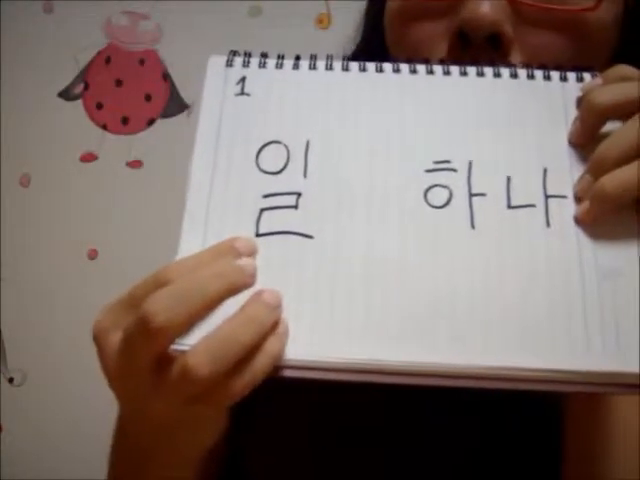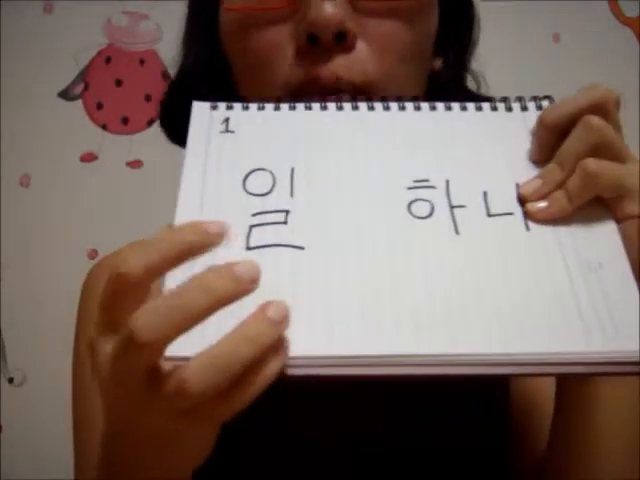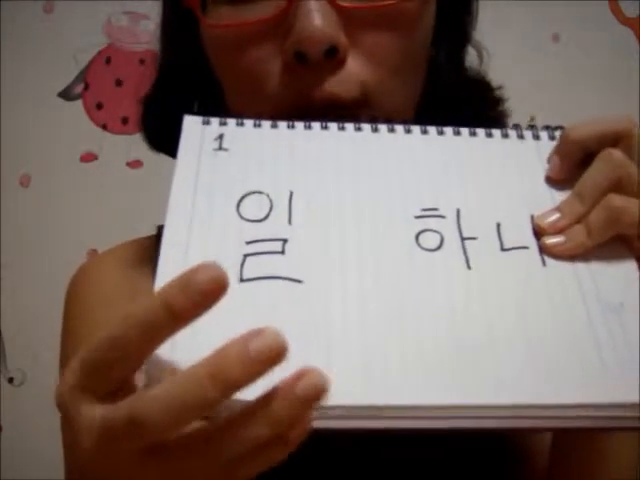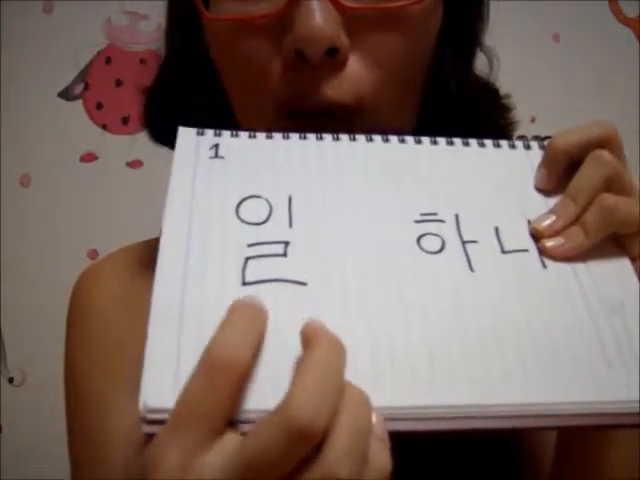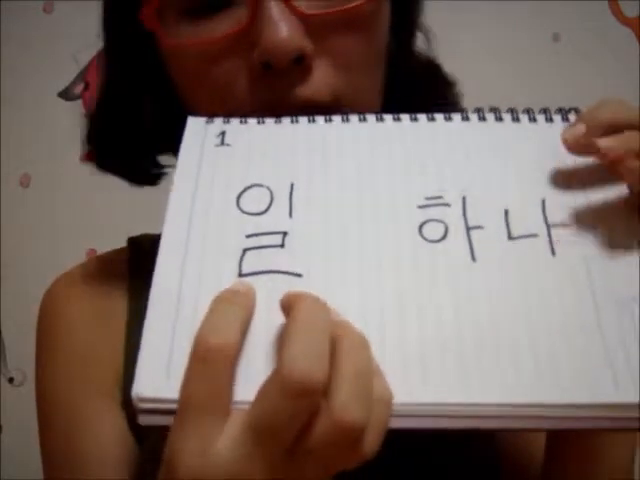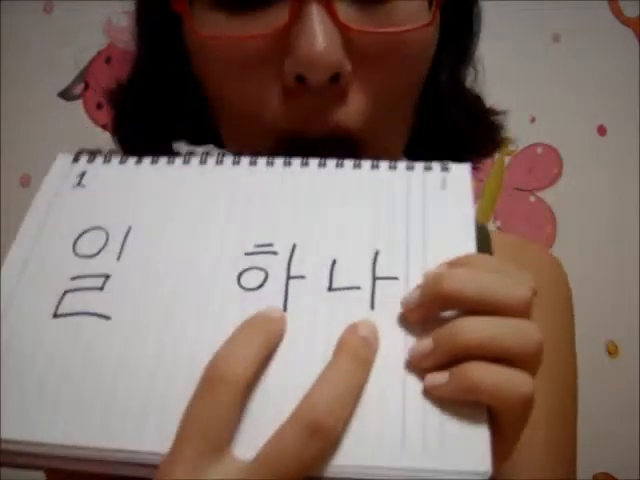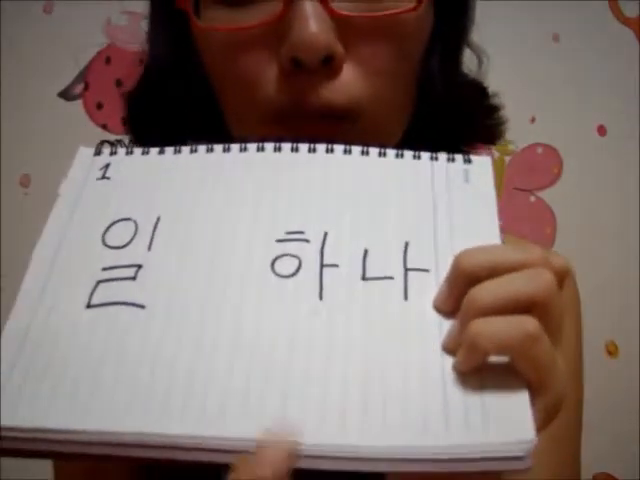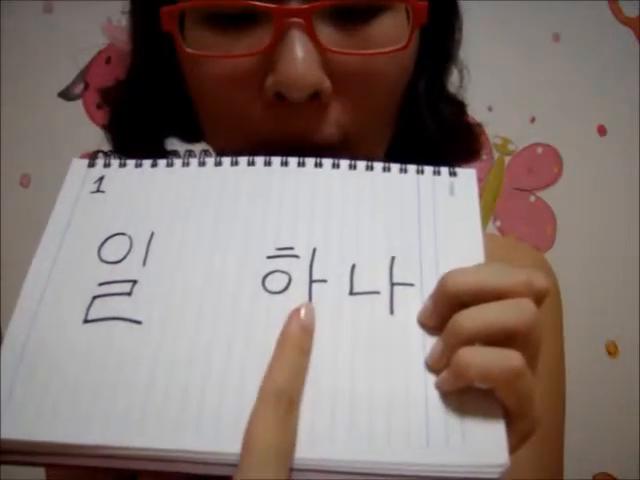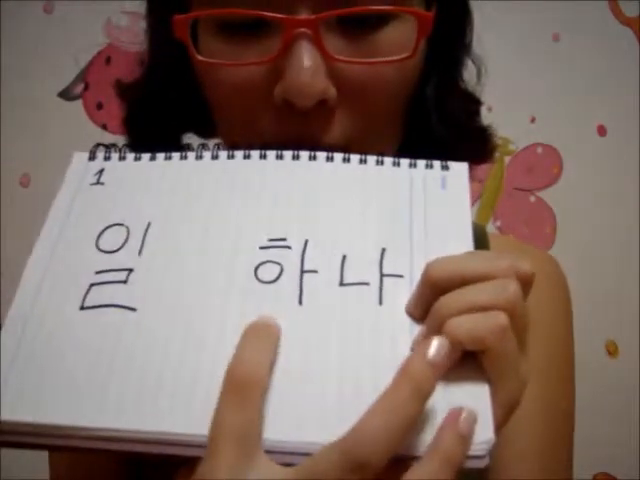This is used when you say go to page 1, or if you're living on the first floor, you would say I live on floor 1. This is also what you use when you're counting things. So if you're saying one finger, the word for finger is 손가락, so you would say 손가락 하나.